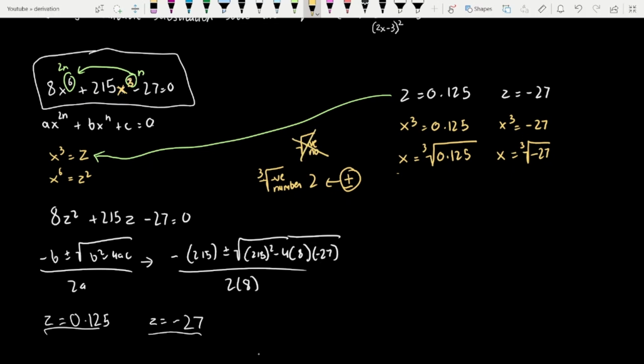So you put these two things in your calculator and you solve them out. If you cube root negative 27, you basically get a value of negative 3. And if you go ahead and cube root 0.125, then you're just going to get 0.5. So these are your two answers.